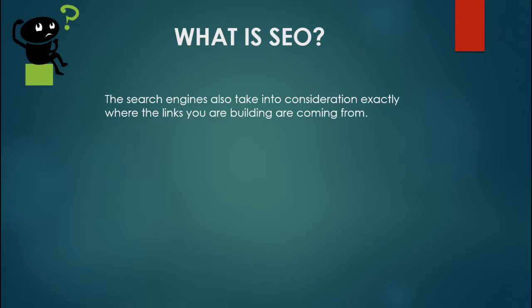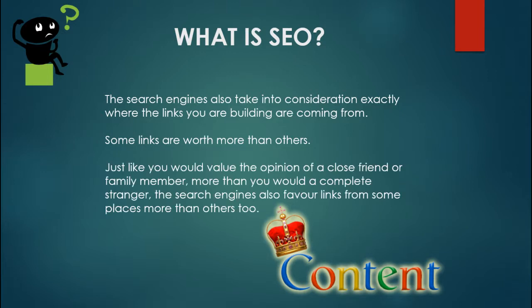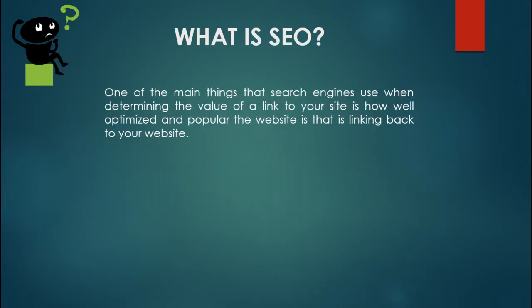The search engines also take into consideration exactly where the links you are building are coming from. Some links are worth more than others. Just like you would value the opinion of a close friend or family member more than you would a complete stranger, the search engines also favour links from some places more than others too. One of the main things that search engines use when determining the value of a link to your site is how well optimised and popular the website is that is linking back to your site.